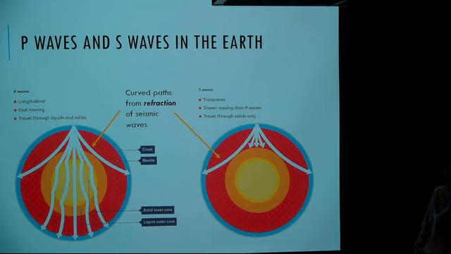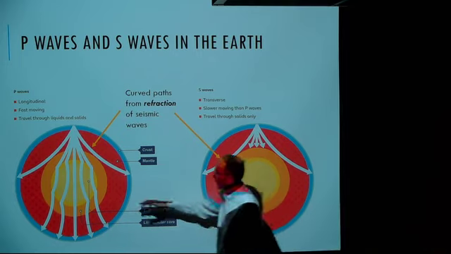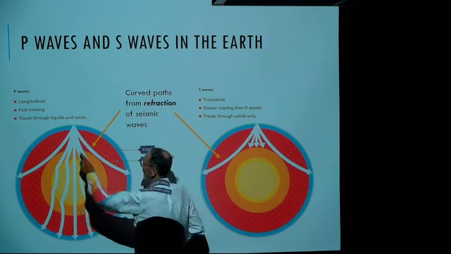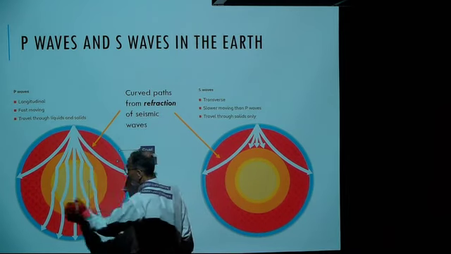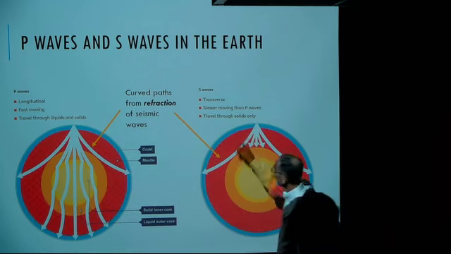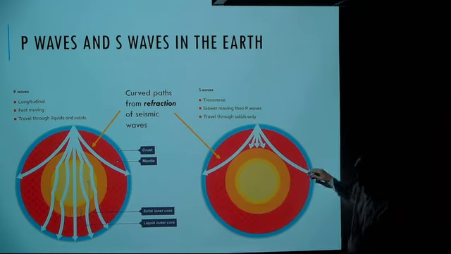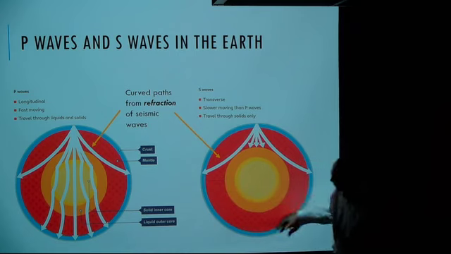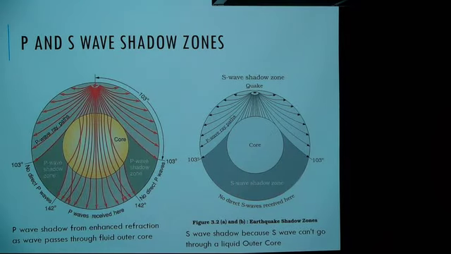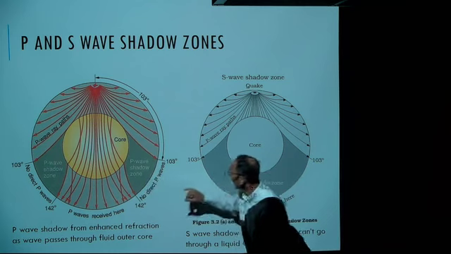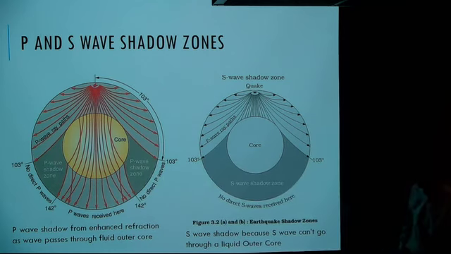So P waves tell us about the outer core because the P waves slow down going through the fluid part, and you get these shadow zones. And then the S waves can't go through fluids at all, so we get this enormous shadow zone associated with it. And that's how we know a lot about the interior of our planet. Again, this is showing the P wave shadow zones here, and then the S wave shadow zones here.